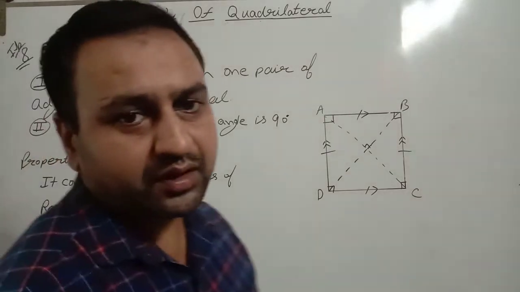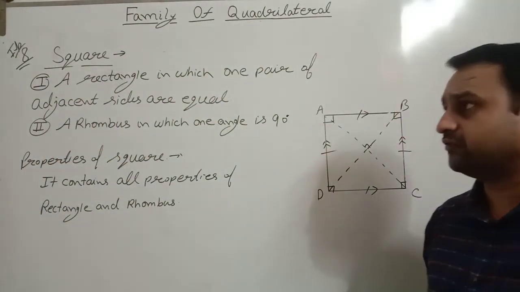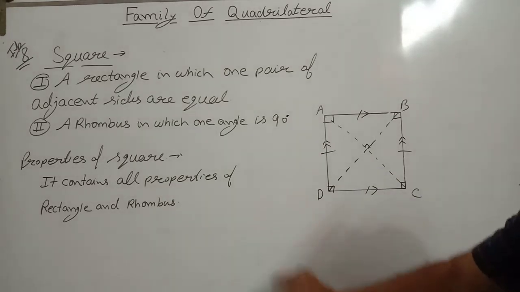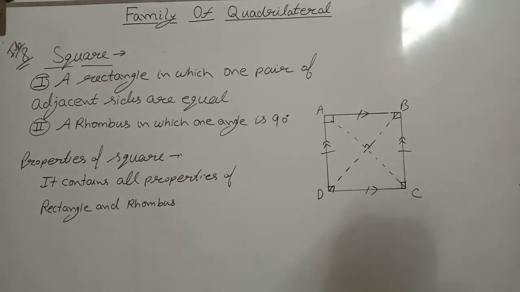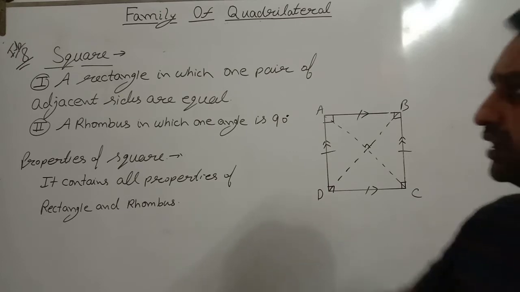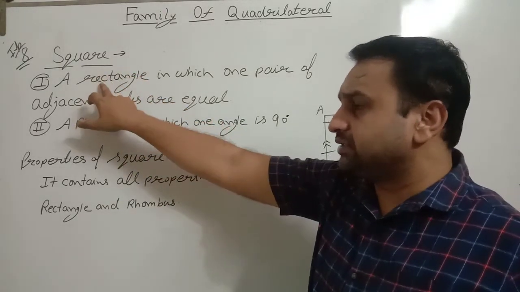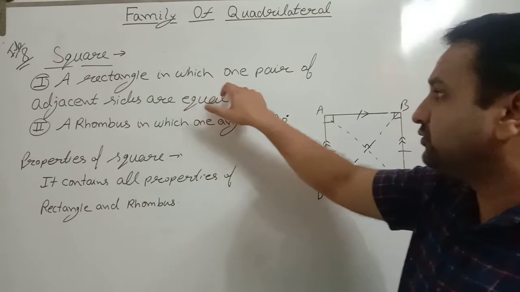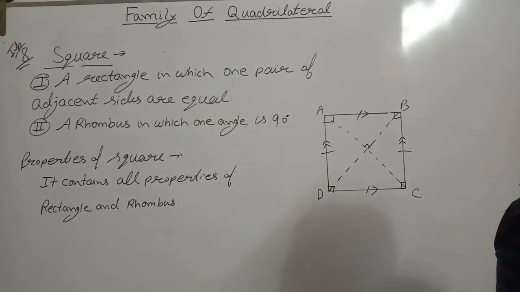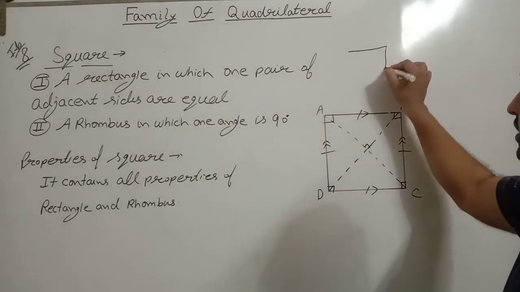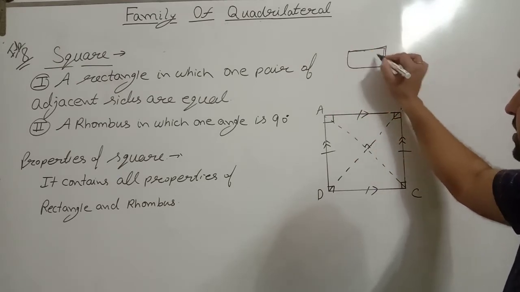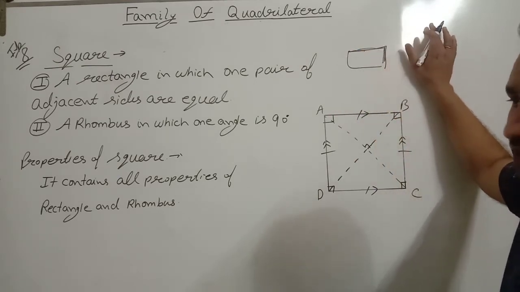Okay students, now we discuss the last member of the family of quadrilaterals, which is a part of both rectangle and rhombus. Its name is square. It is also very familiar. The definition of a square may be based on the rectangle or on the rhombus. If we define a square as a rectangle, it is a rectangle in which one pair of adjacent sides is equal. If in a rectangle one pair of adjacent sides is equal, then all sides are equal, and it is converted into a square.